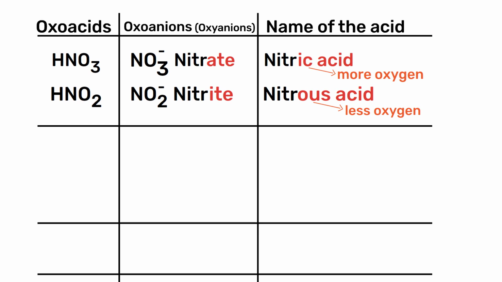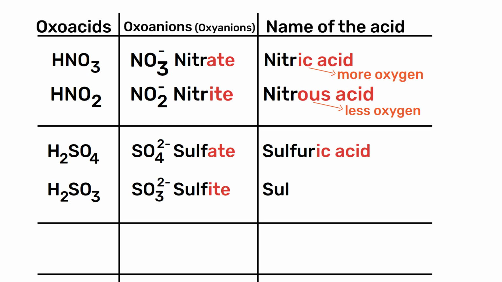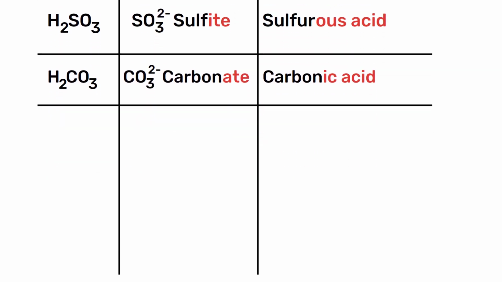Sulfur forms two acids, H2SO4 and H2SO3. The oxo anions are sulfate and sulfite, and the suffix is changed to -ic and -ous, so it's sulfuric acid and sulfurous acid. Carbon forms only one oxo acid, and the oxo anion is carbonate, and it is named carbonic acid. An interesting case is chlorine, which forms four different acids.